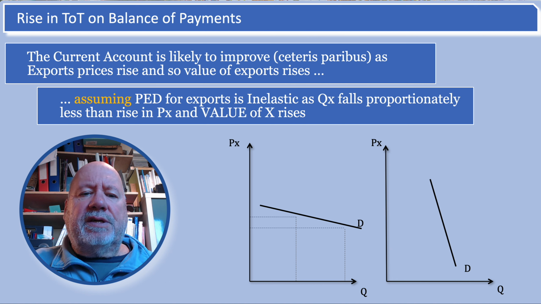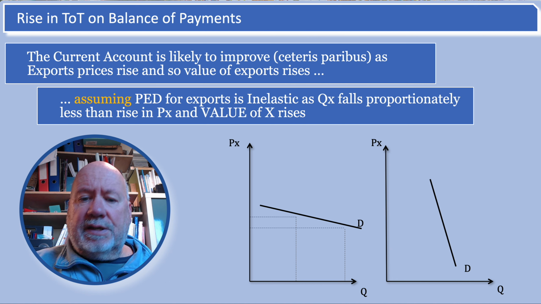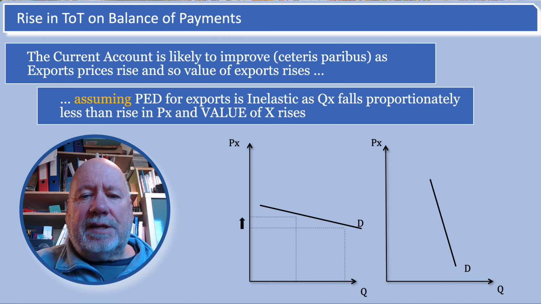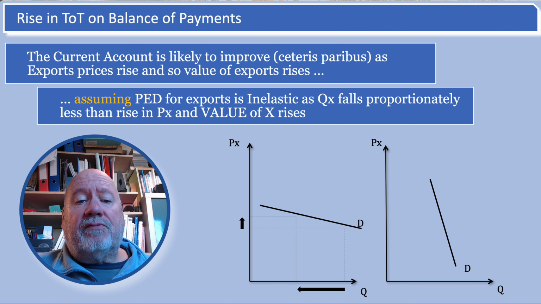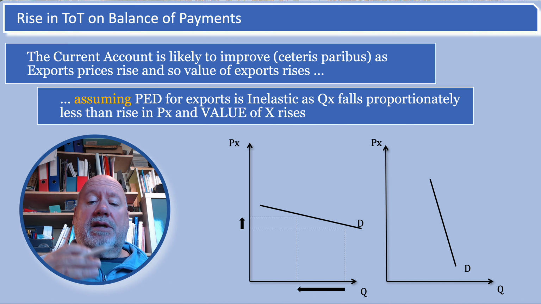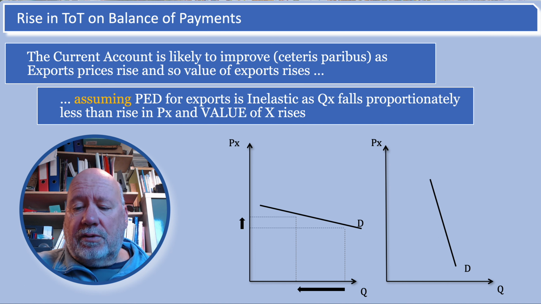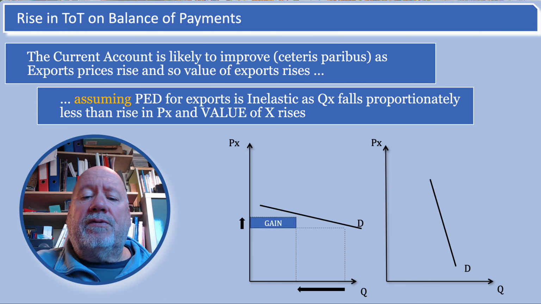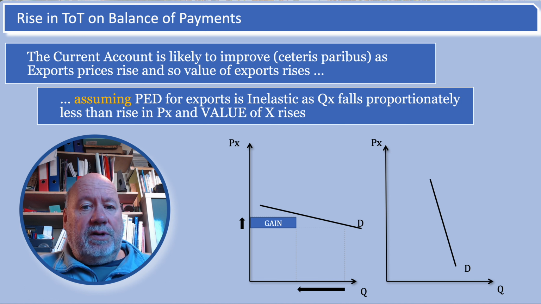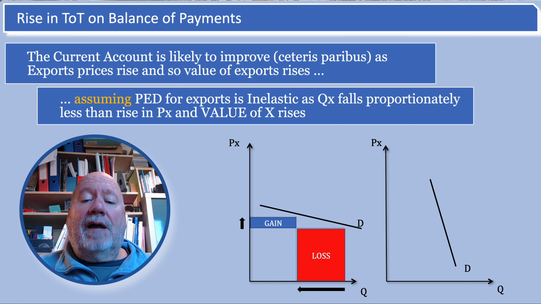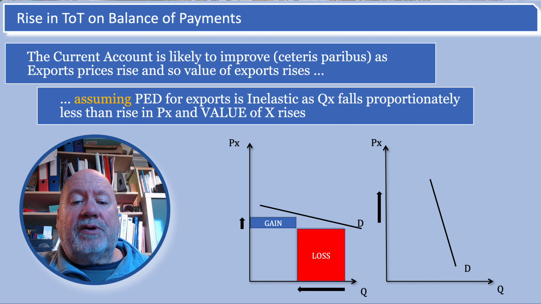So we'll see this in a minute in these diagrams. If you have an elastic demand here, when that price rises, you're going to lose as a country a lot of demand for your exports. So if you remember from year one, you should say that this is the gain in the revenue that the producer gets, and that's the loss in the revenue that the producer gets. So overall, you're going to see that as the price rises, we're going to lose some revenue.